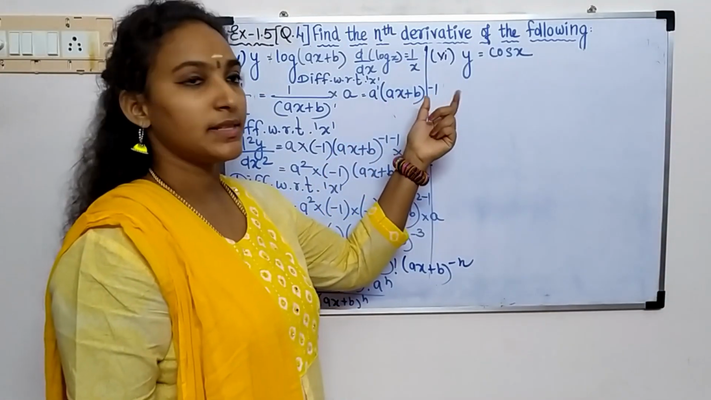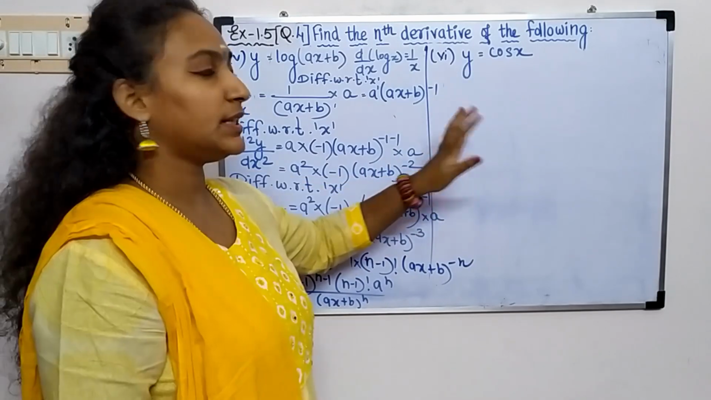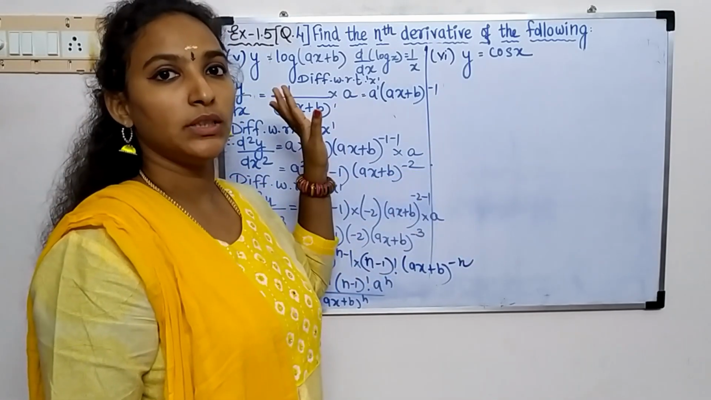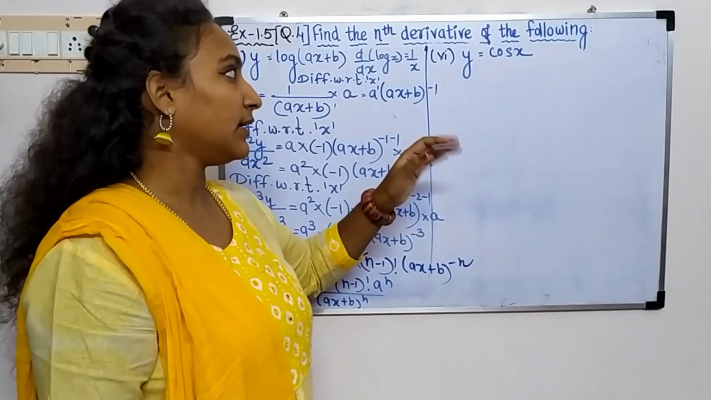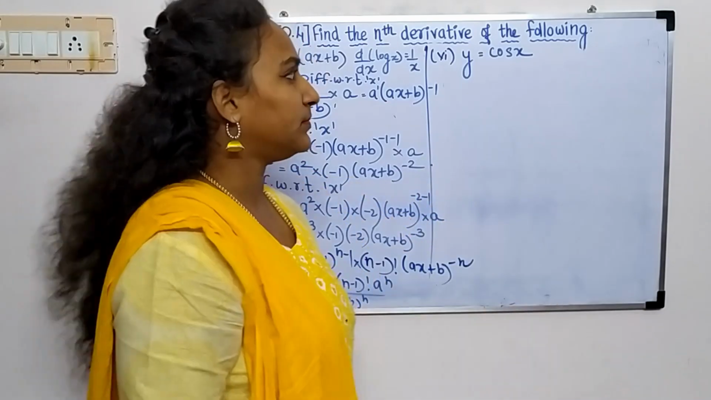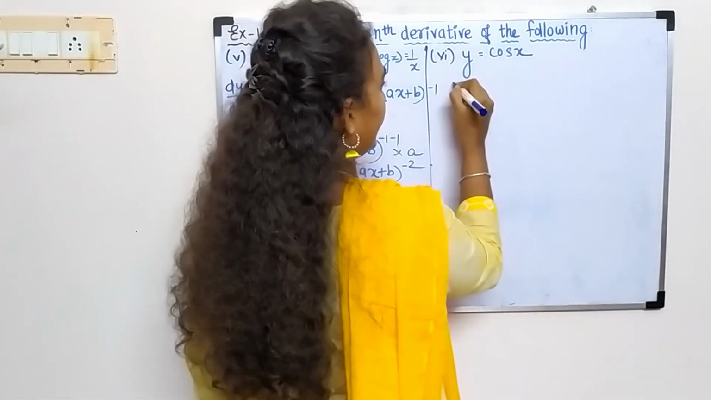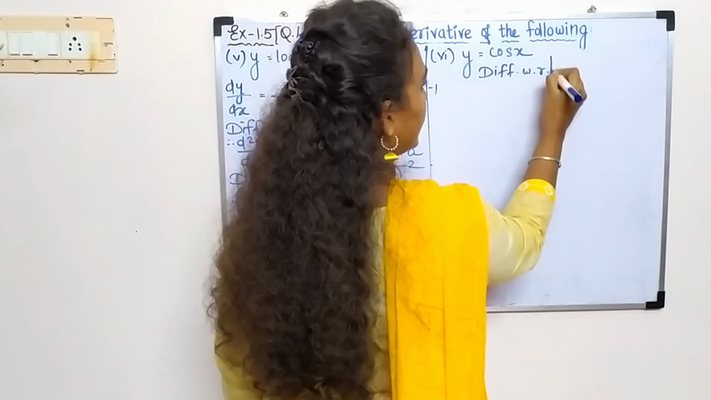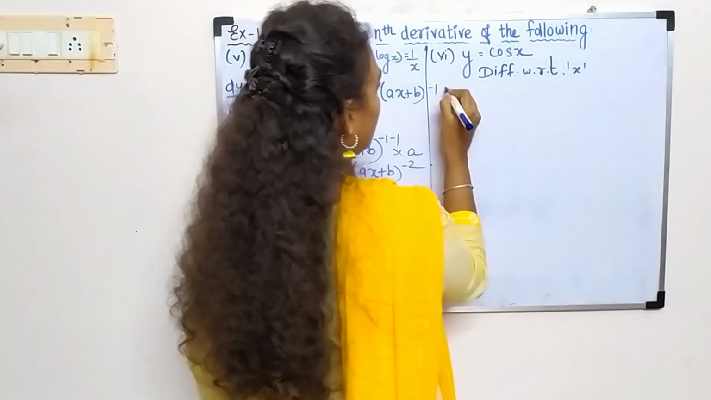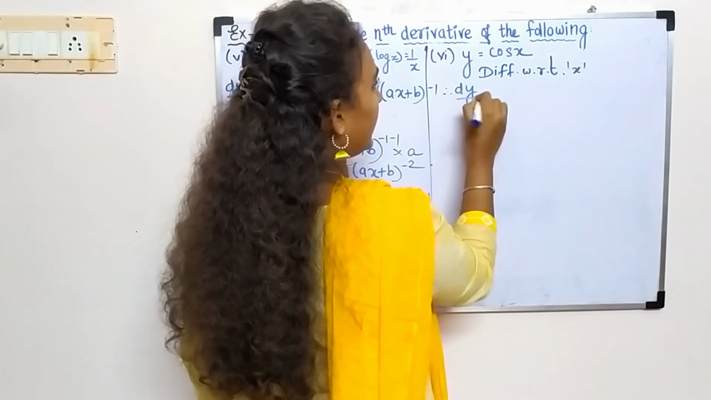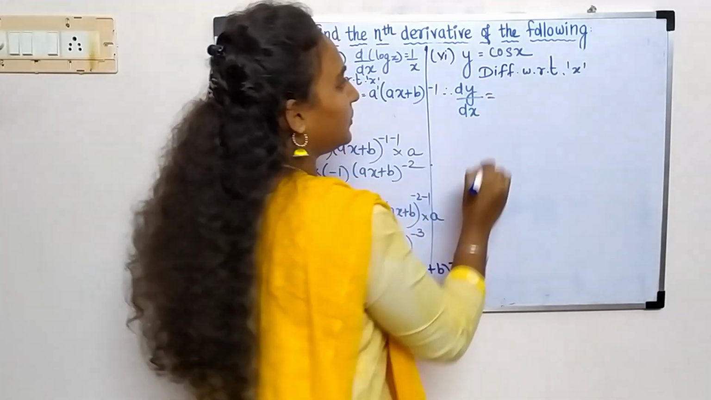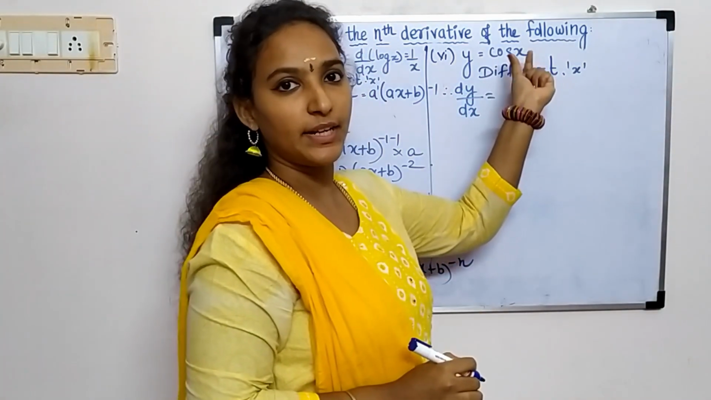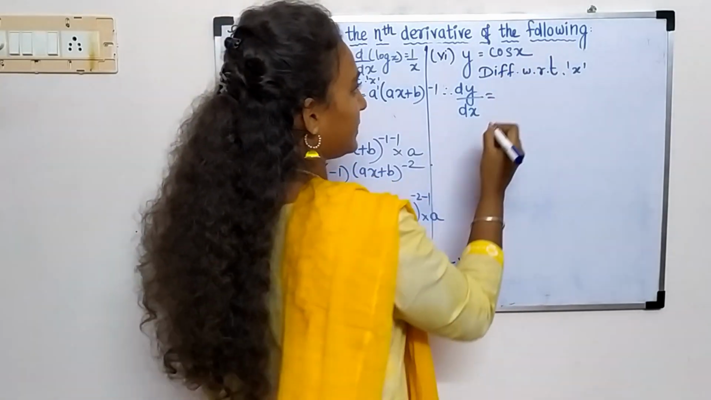Okay, the question number 6 is y equal to cos x. This question is not similar to question number 3, 4 and 5, but it is an easy question. Find dy by dx first. Differentiate with respect to x. Therefore, dy by dx is equal to, we know that the derivative of cos x is minus sin x.